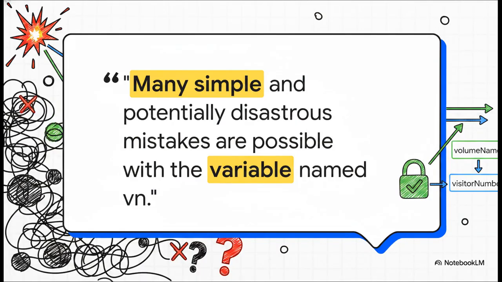And this isn't just about being neat. There's a great quote that really drives this home. Many simple and potentially disastrous mistakes are possible with the variable named vn. When a name is unclear, it's so easy to use it for the wrong thing by accident. And that leads to bugs. Bugs that can be a nightmare to find and fix. Clarity really does prevent chaos.